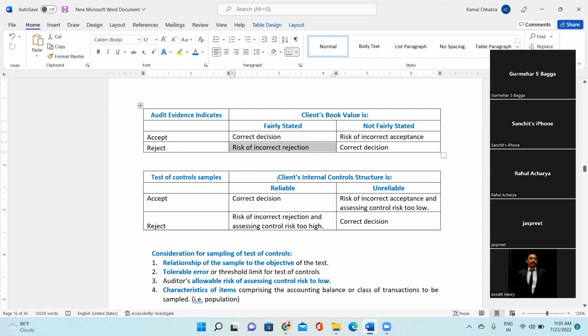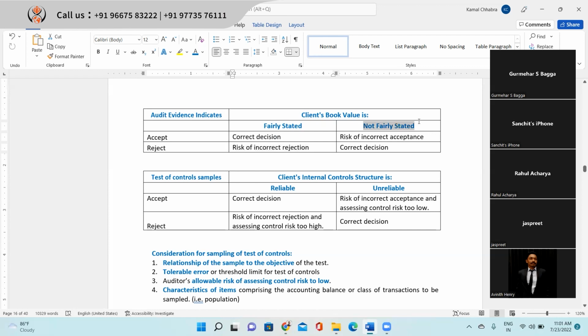Those 975 plus 20 out of those 25 samples are correct, only the misstatement is in 5 out of 1000, which is less than 1%. That means you are rejecting incorrectly. If you have decided to reject the population and the population is also not fairly stated, in that case your decision is right. Make sense?